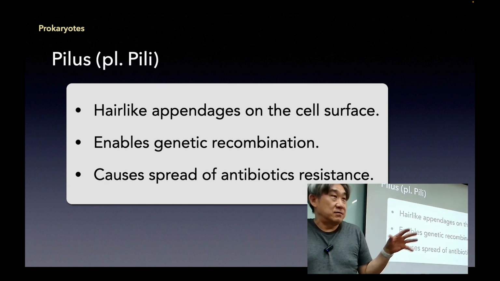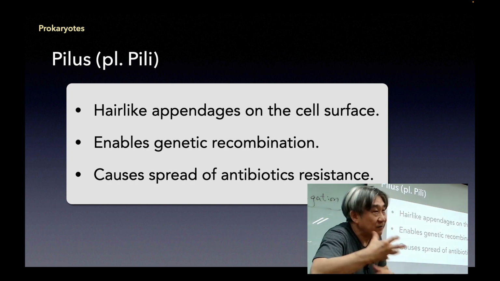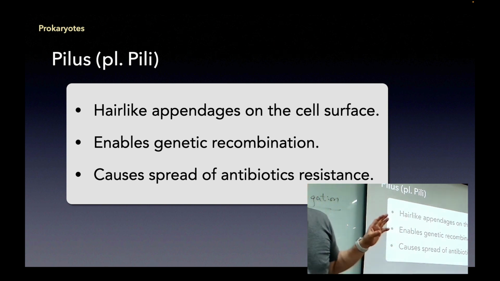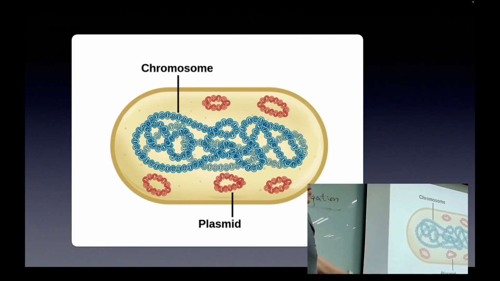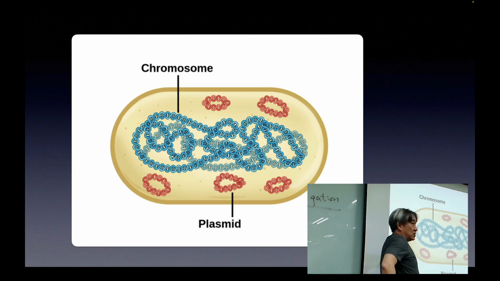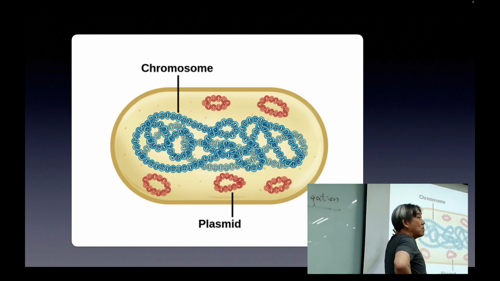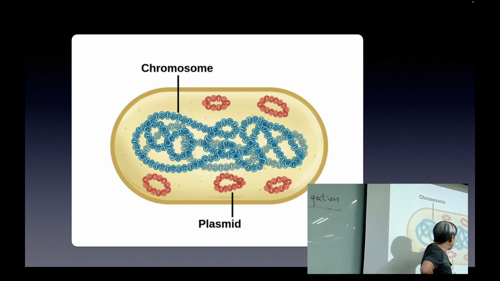During this conjugation, do you have an exchange of your entire bacterial chromosome? No, it is not. This is another very interesting feature of any bacteria, the genome. They have their main bacterial chromosome here, which is a round, circular chromosome.